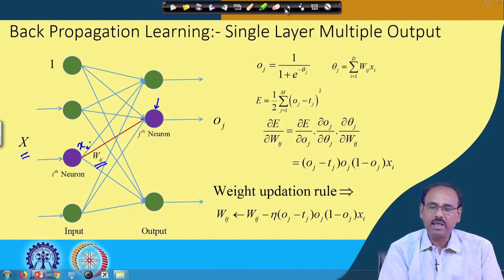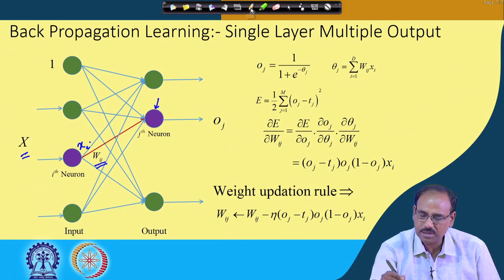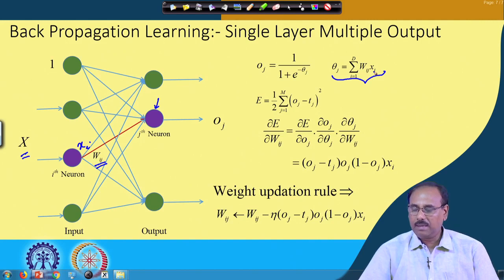So, every node in the input layer is feeding input to every node in the output layer, the jth layer. As a result, the weighted sum of all the inputs collected by the jth node in the output layer is given by theta_j equal to the sum of w_ij times x_i, where i varies from 1 to d, assuming d to be the dimensionality of the feature vectors. The input feature vector has d number of components.